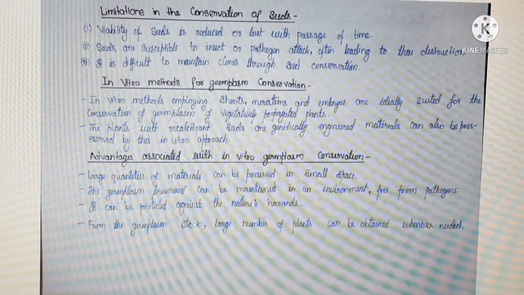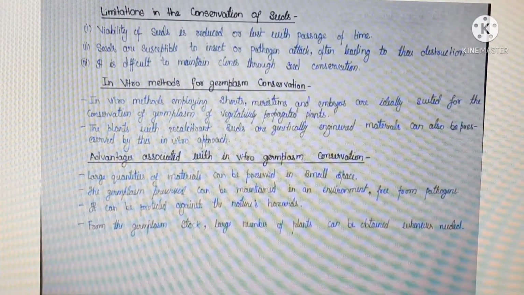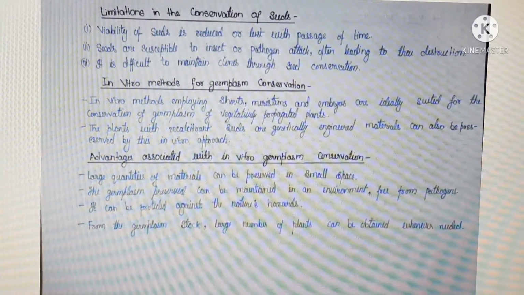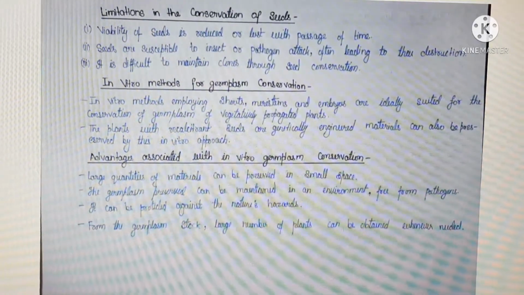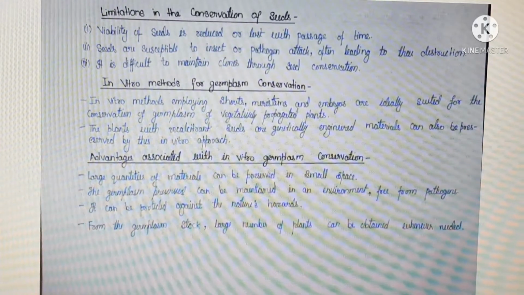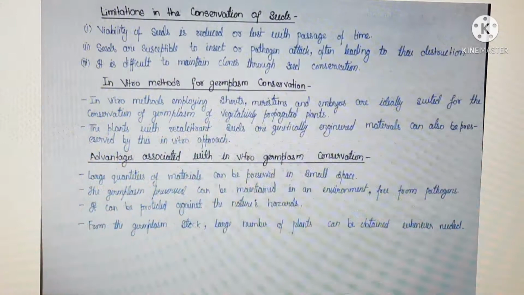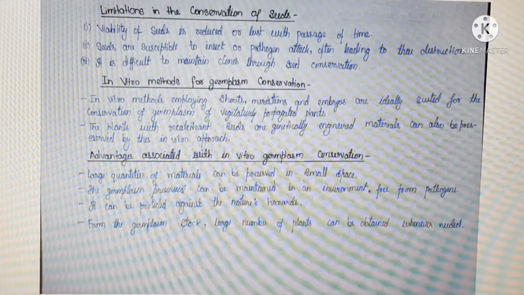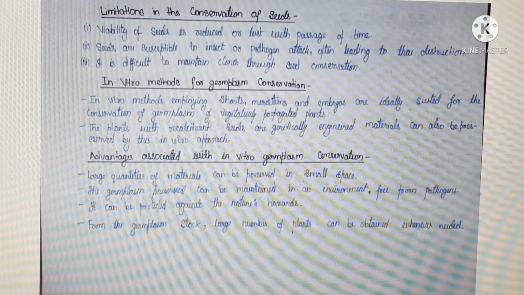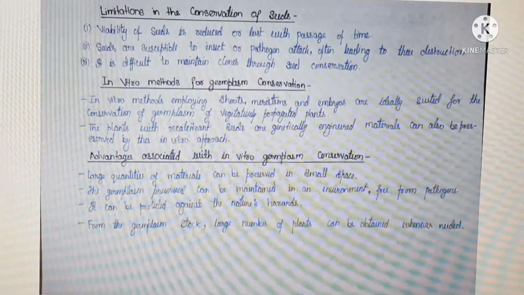Now, there are mainly three approaches for in vitro conservation of germplasm. First is cryopreservation or freeze preservation. Second is cold storage. Third is low pressure and low oxygen storage. In the next video, we will discuss the first approach for in vitro conservation of germplasm, cryopreservation or freeze preservation.